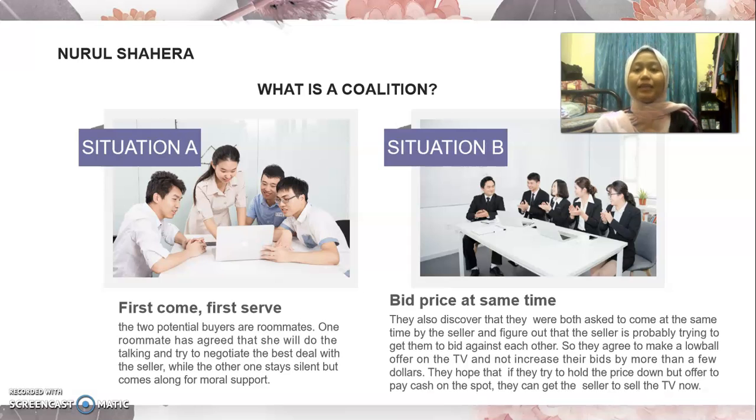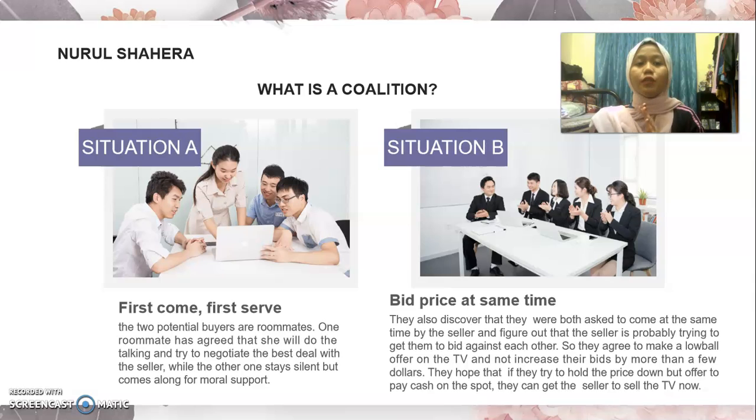So what is a coalition? Basically there are 3 situations, but I just put 2 situations here. The first one is first come first serve. The next one is bid price at the same time. I'll explain the other one later.